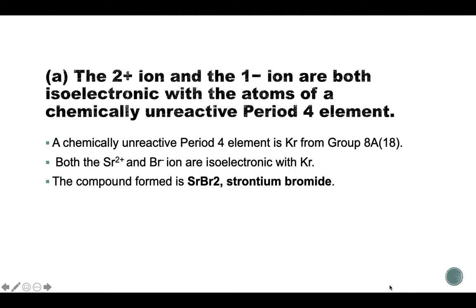The number of electrons for krypton is 36, so the 2 plus ions and 1 minus ions that are both isoelectronic with krypton are strontium ions and bromide ions respectively. Isoelectronic means having the same number of electrons or the same electronic structure, so both ions also have 36 electrons. Thus, the compound formed from this ionic interaction is strontium bromide.